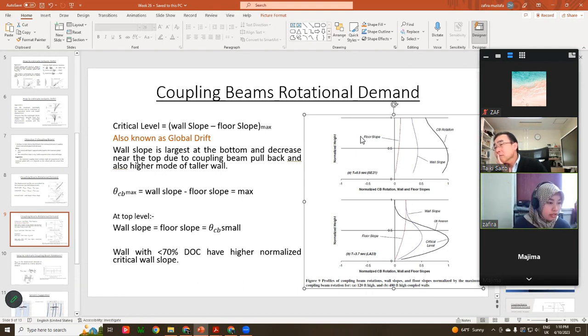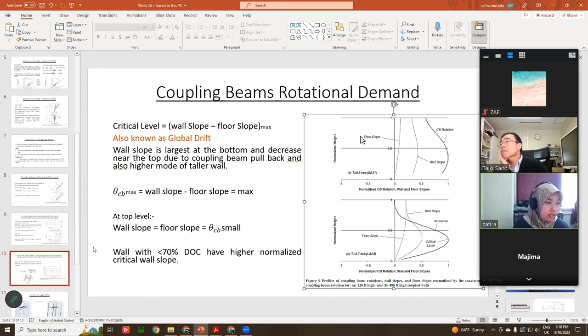And the critical level is also known as the global drift, and the wall slope is the largest at the bottom and decreases near the top due to the coupling being pulled back, and also a higher mode for the taller wall. The rotation of the coupling beam is maximum where the wall slope minus the floor slope is maximum, like here. So it is the maximum for the coupling beam rotation. At the top level, the wall slope is equal to the floor slope, and the coupling beam rotation is small. But this concept is only considered when the degree of coupling is less than 70%.